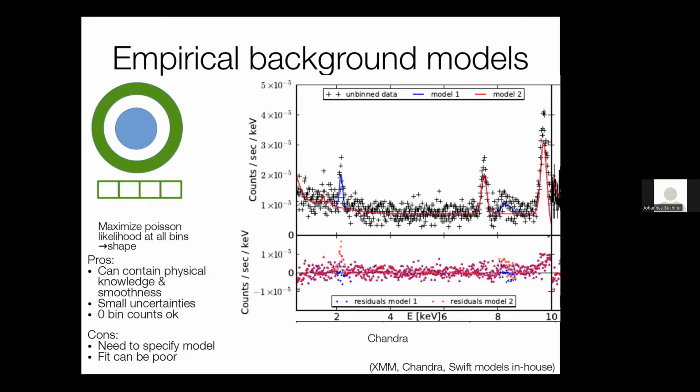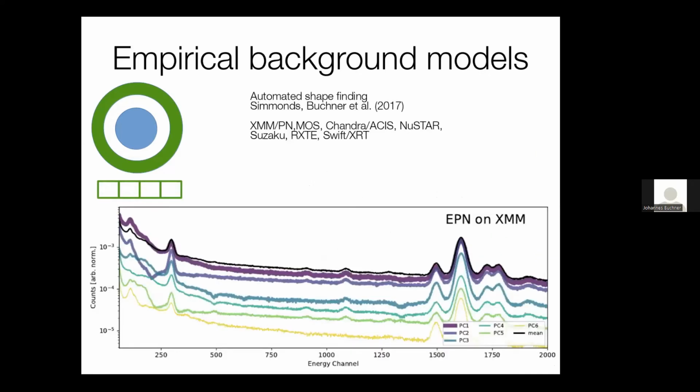In BXA, there are such empirical models implemented for Sherpa, and in particular, there are models for XMM PN and MOS, for Chandra ACIS, for Swift XRT, that you can use, and it tries to automatically fit that for you. So have a look at the documentation if you're interested in that.